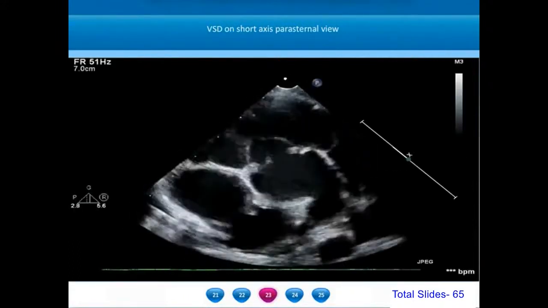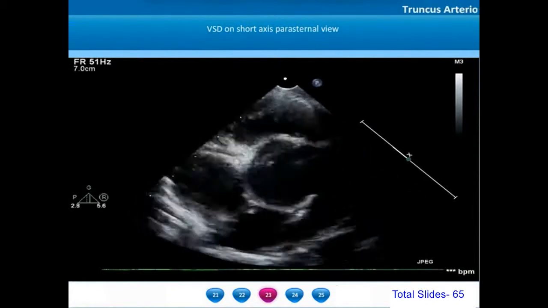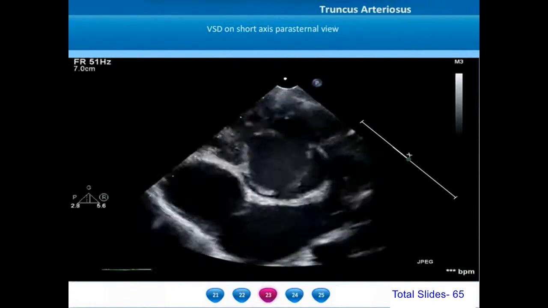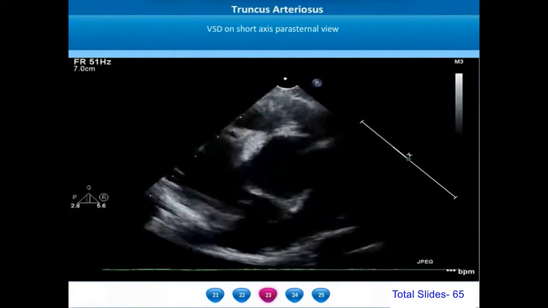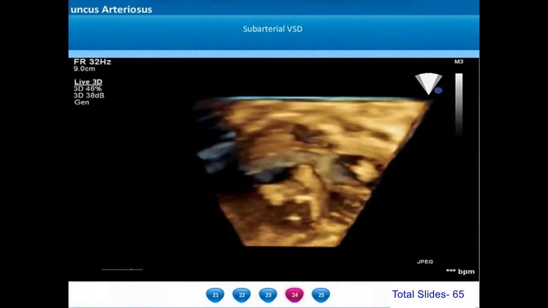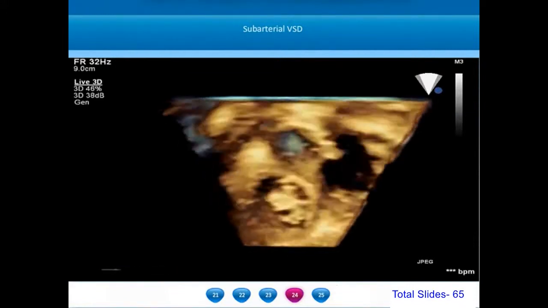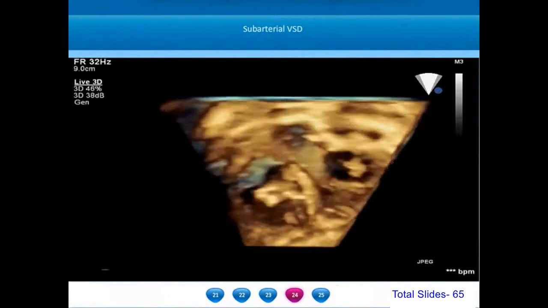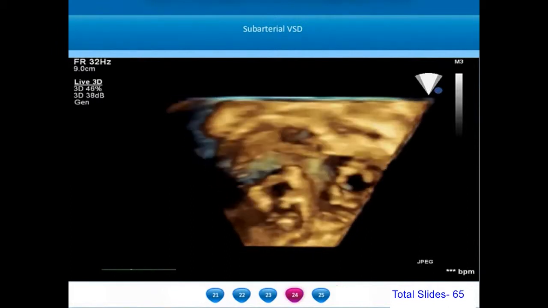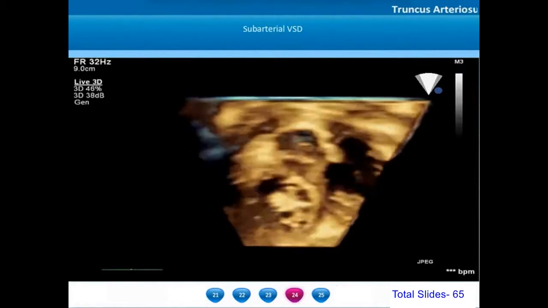On a parasternal short axis view, we can appreciate the truncal root, trileaflet truncal valve, and when we sweep down, we can find the large subarterial ventricular septal defect. On a three-dimensional echocardiogram, we can appreciate the right and the left ventricle, a large subarterial ventricular septal defect, and the truncus taking off from both the ventricles.